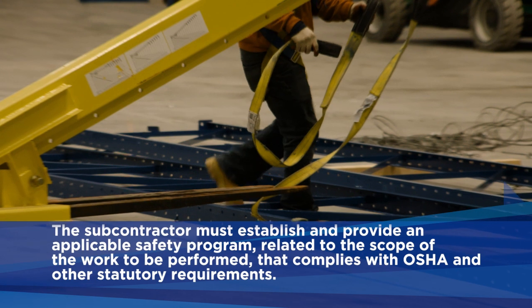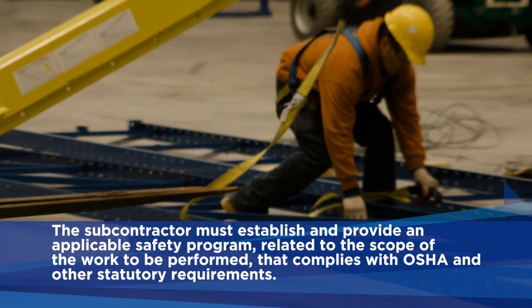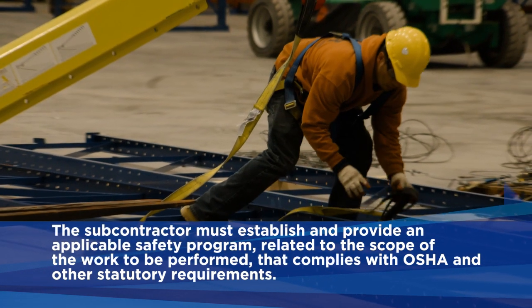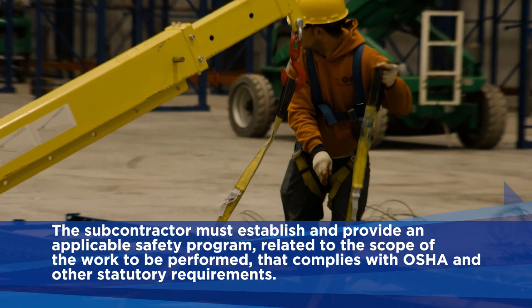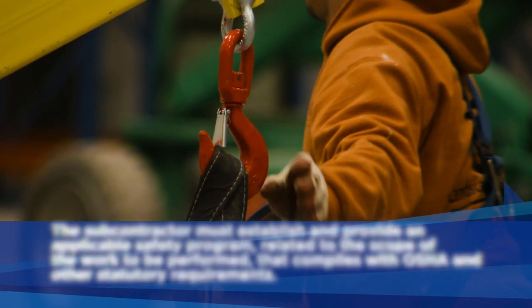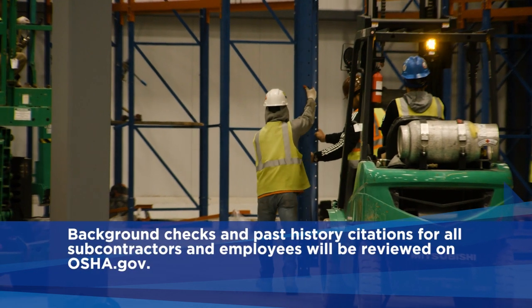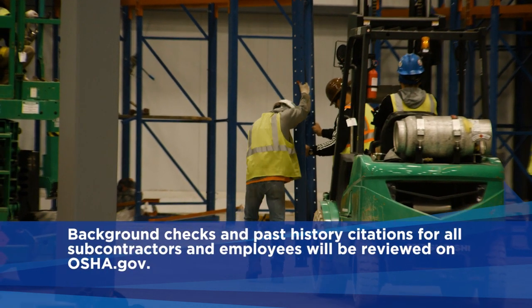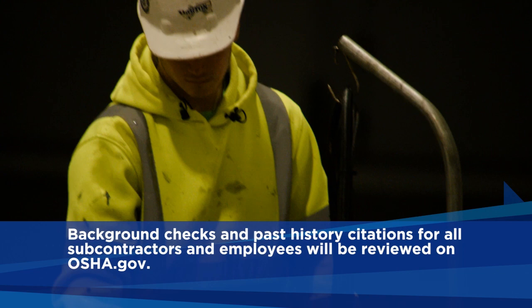The subcontractor must establish and provide an applicable safety program related to the scope of the work to be performed that complies with OSHA and other statutory requirements. Background checks and past history citations for all subcontractors and employees will be reviewed on OSHA.gov.